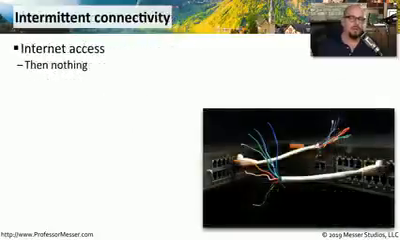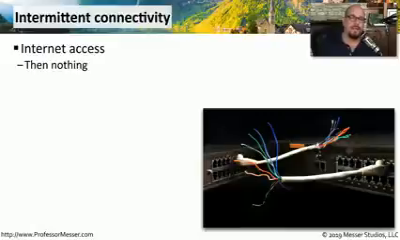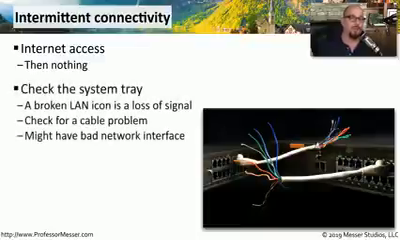Another challenging network issue to troubleshoot is one where the network is working fine and then suddenly it's not working at all. And then perhaps we have access again on the network. This intermittent access can be a challenge to troubleshoot, but there are a few things we can look at. For example, let's check the system tray and see what the icon shows for connectivity to the network. If we have a broken LAN icon in that system tray, then we have a loss of signal, and we may want to check the cabling that we use to connect to the network.